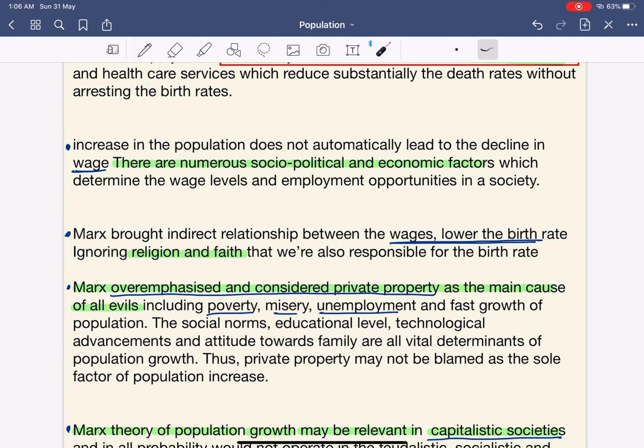Next, again Marx says that there is an indirect relationship between the wage and the birth rate. What does he say? The greater the wages, the lesser the births. The lesser the wage, the greater the births. Now again this is completely unjustified, and Marx completely ignored religion and faith. Yes, religion and faith are also one of the determiners of your birth rates.